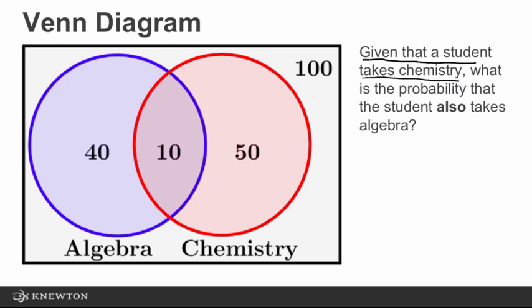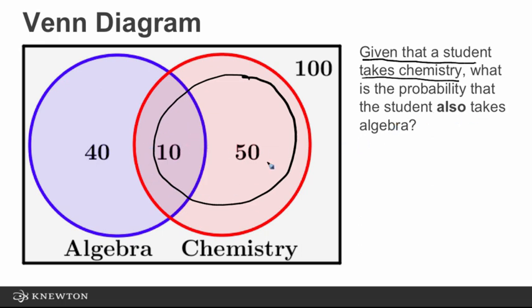So what that means is that we want to focus on just the circle for chemistry. We were given that the student has to be one of these students in this circle, one of these 10 plus 50 students, these 60 students. So that given information limits our sample space. So we have to start by focusing in on that portion of the diagram, and then we can say, what is the probability that the student also takes algebra?